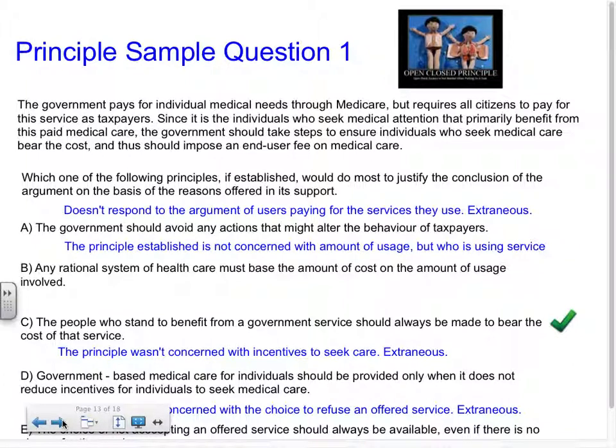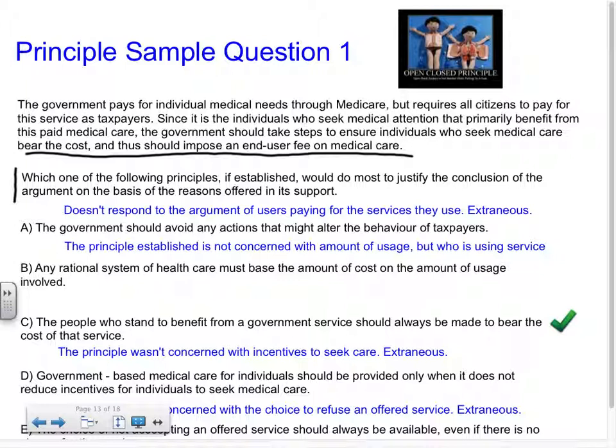So let's read the last part of the question, which is right here. Which one of the following principles, if established, would do most to justify the conclusion of the argument on the basis of the reasons offered in its support? If you recall, the conclusion is that individuals should have to bear the cost, and this should impose an end user fee on Medicare. So the people who are using it should have to pay the fee rather than those who are not using the system. So let's take a look at A together.